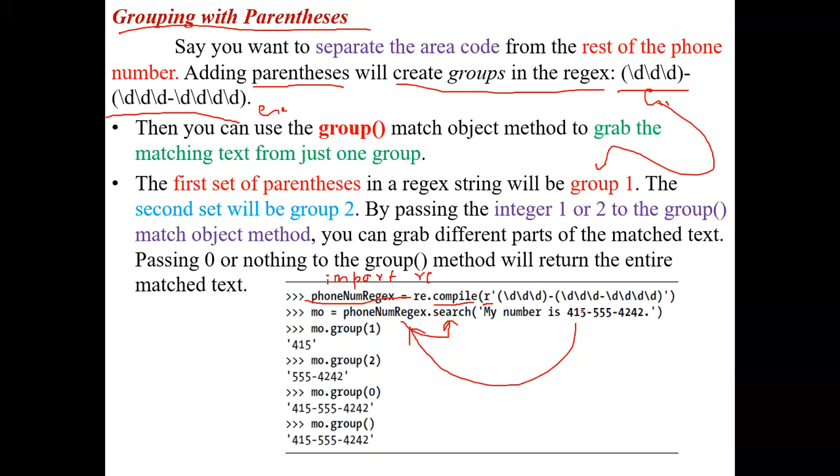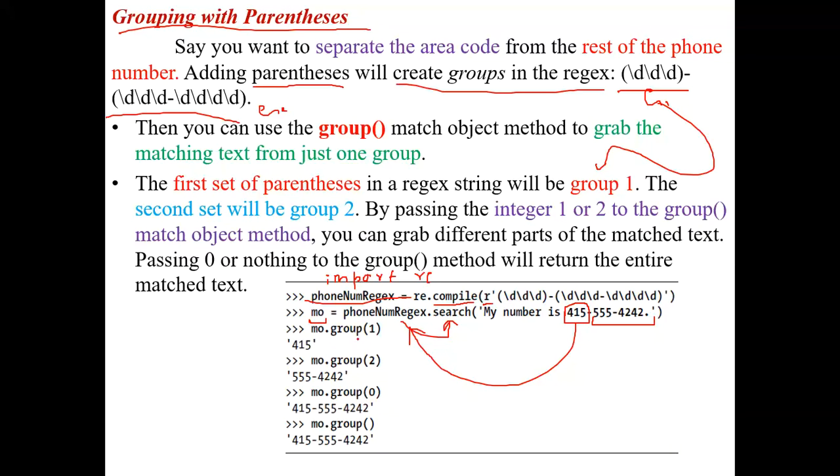As this string contains a phone number, the first three matching digits will be stored in group 1, and the rest of the numbers will be stored in group 2. Now, by using this object, the match will be stored in an object which is mo. By using this variable we can call those group methods.